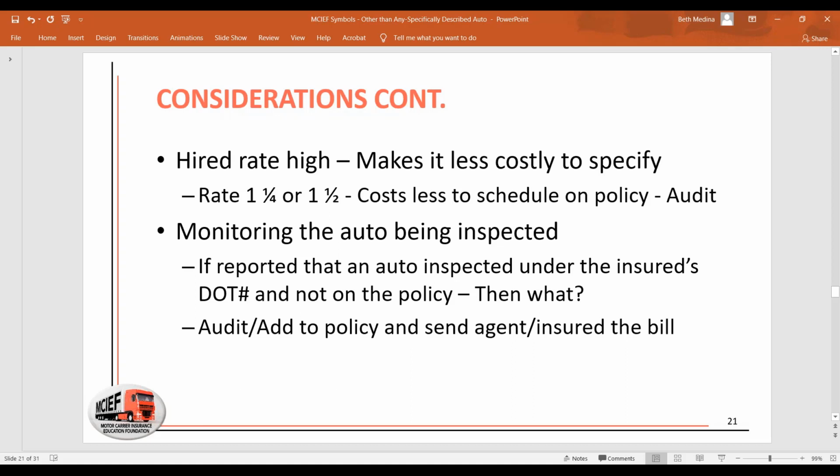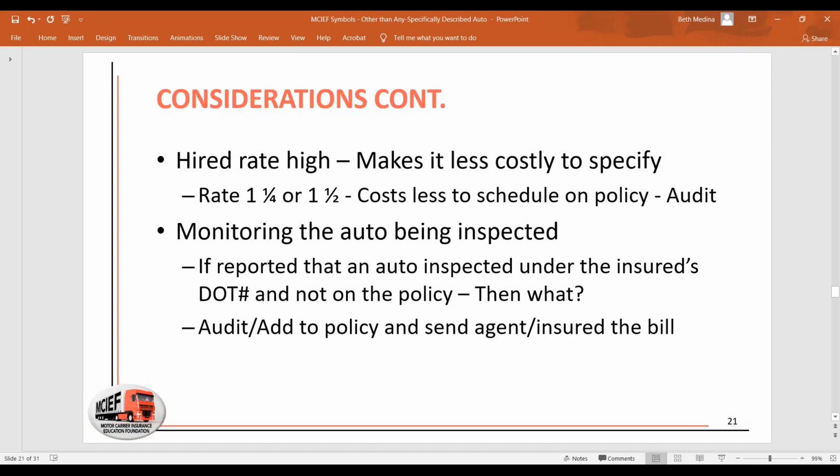They also monitor the autos being inspected. If a report shows that an auto inspected under the insured's DOT number is not on the policy, then what? It'll either be picked up on an audit like we talked about, where there's a premium there, or it'll be added to the policy even without the consent of the insured, and the agent would be sent a bill, and the insured would be sent a bill to pay, which will put the agent back in here.